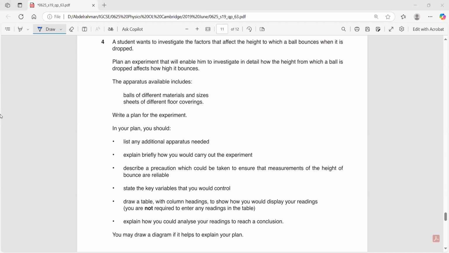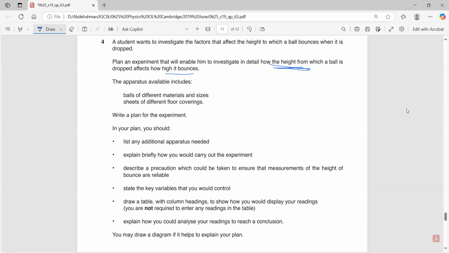How can I solve this question? How can I prepare this experiment? We need to find out if the height affects how high it bounces. The only factor that we can change is the height from which the ball is dropped. That's all you need to do.